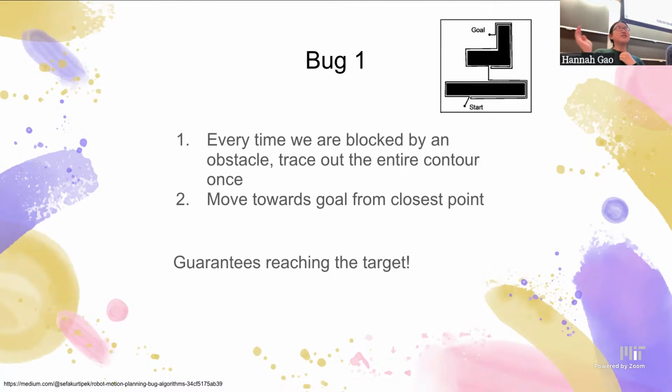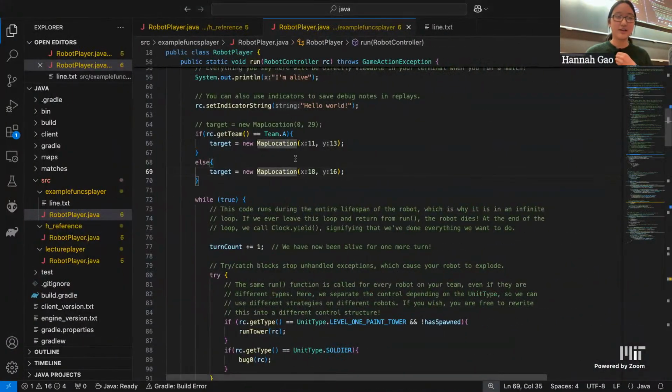But basically the idea of bug 1 is that every time we're blocked by an obstacle, instead of just tracing along the contour until we can move again, we're going to trace the entire obstacle once, find the location on that trace that is closest to the target, and then we are going to go back to that location and then go towards our goal. Yeah, and as I said, this guarantees that you will reach the target as long as there is a path from your location to the target. Okay, so let's code that.